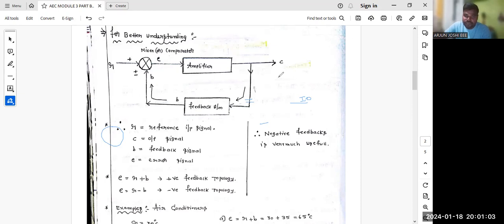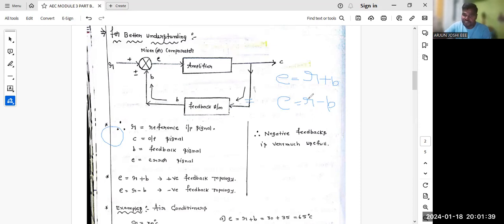So what is the equation, students? E is equal to R plus B, the two inputs of the amplifier: first the reference signal, plus the feedback signal B. This is nothing but a positive feedback amplifier. Next, how can we write it? E is equal to R minus beta. This is for the negative feedback amplifier.